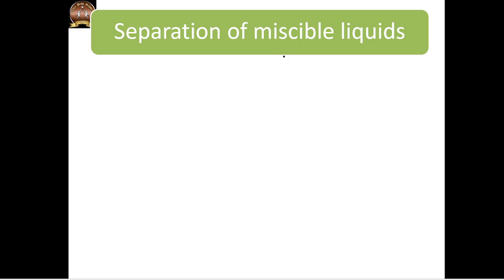Do you remember what miscible liquids are? Yes. Miscible liquids are those liquids which can mix completely with each other. That is, they can form what we call a homogeneous mixture. For example, if you mix water with milk, or if you mix soy sauce with water, we get a miscible liquid mixture. Distillation is the most commonly used method to separate miscible liquids.